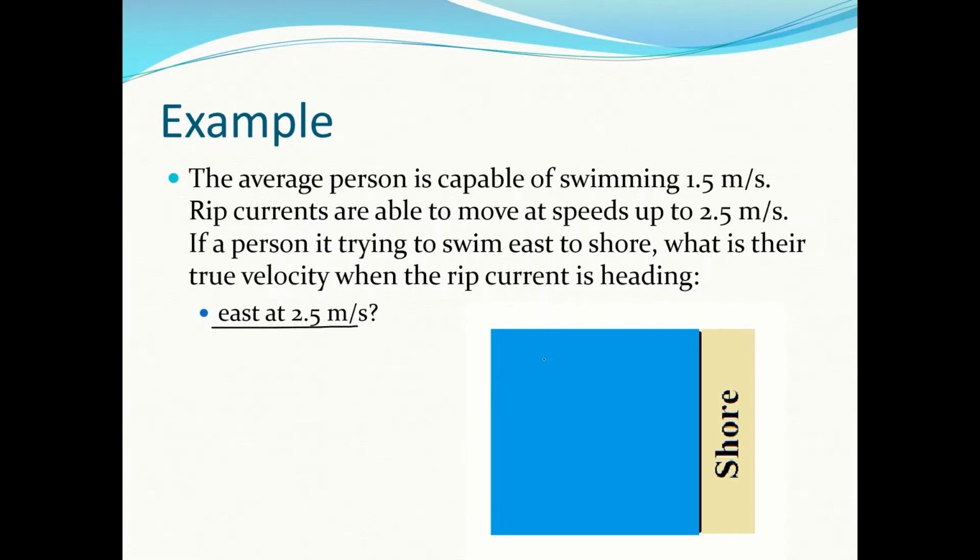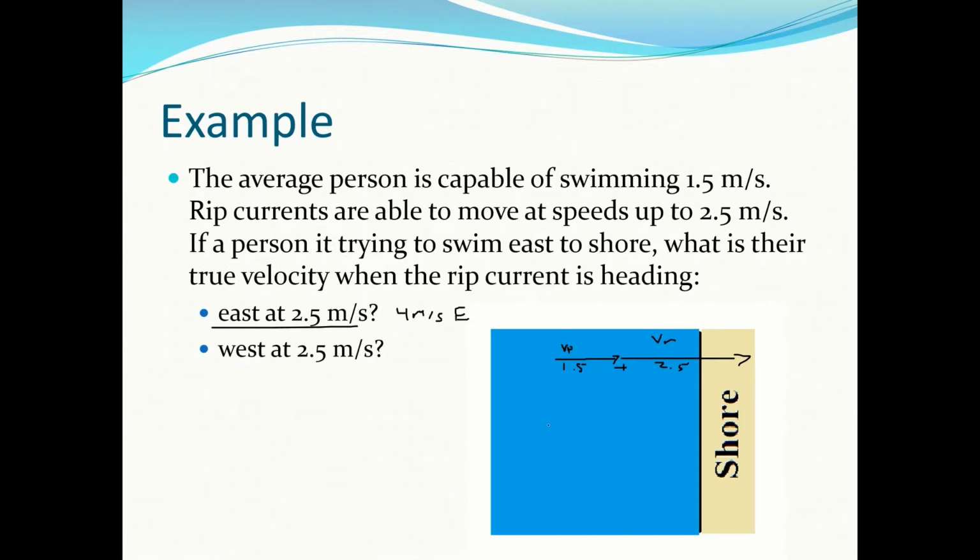And this can happen as well. This is what waves do. So the person is swimming east. So this is the velocity of the person, and the velocity of the person is 1.5. And the rip current is also going 2.5. So this is the velocity of the rip. Well, if we do vector addition, this is just in one dimension. We've done this before. So the true velocity of the person is going to be adding those two together. So that's going to be 4 meters per second east.